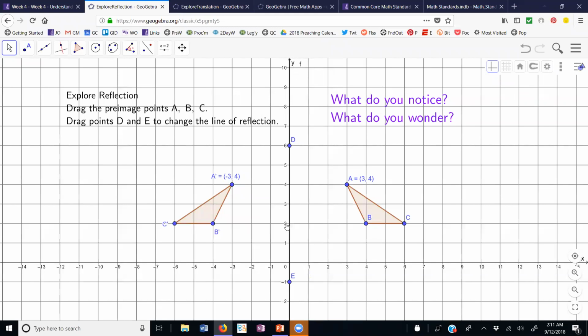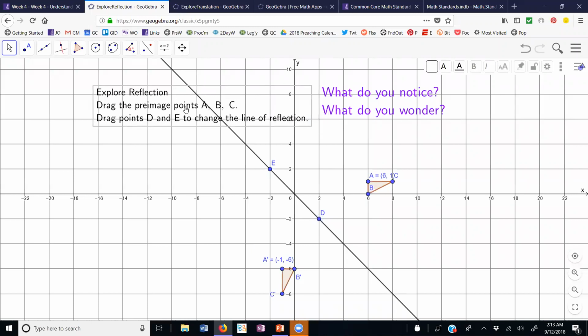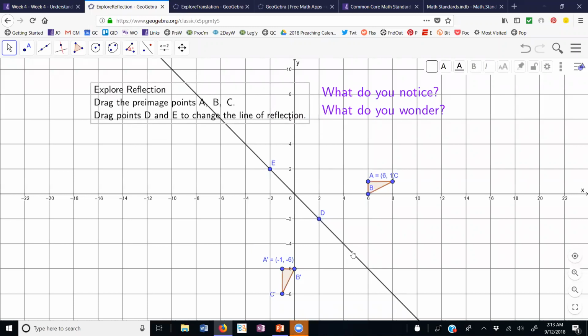Okay, so this F here, you need to be able to reflect across a 45-degree line with a slope of -1 going through the origin. Notice here that the point A, which is (6, 1), becomes the point A prime, which is (-1, -6). So you need to find some patterns for yourself there.